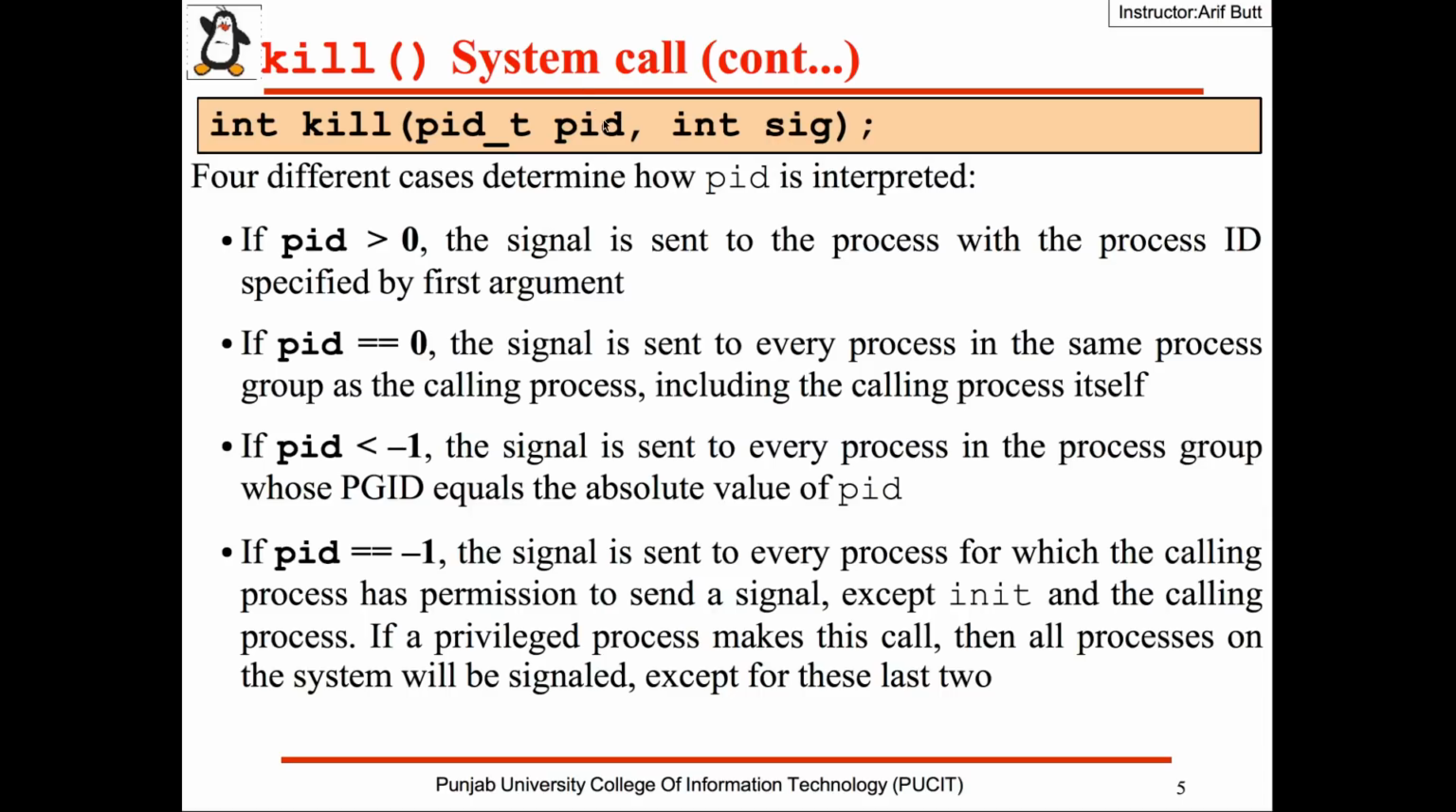If this first argument PID is something less than -1, then the signal is sent to every process in the process group whose PGID equals the absolute value of this argument. And if this argument PID is equal to -1, then the signal is sent to every process for which the calling process has permission to send signals, except init and itself.